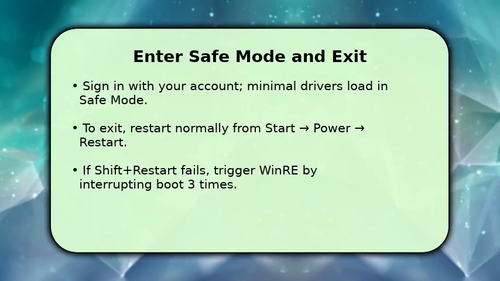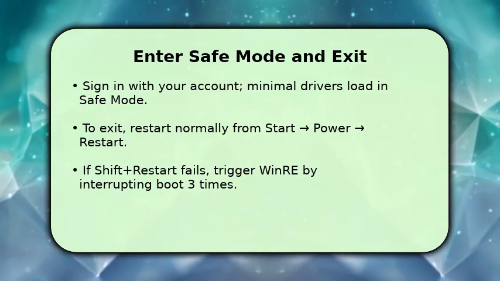If Shift plus Restart did not open recovery, trigger the recovery environment by powering off during boot 3 times in a row. This forces WinRE and gives you the same startup settings path as a fallback.